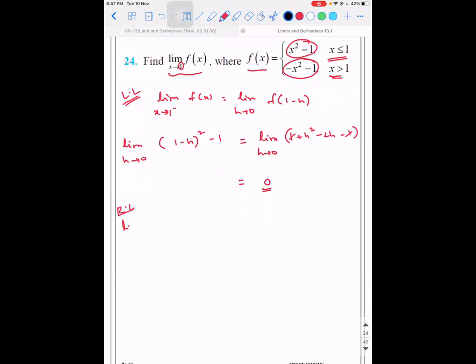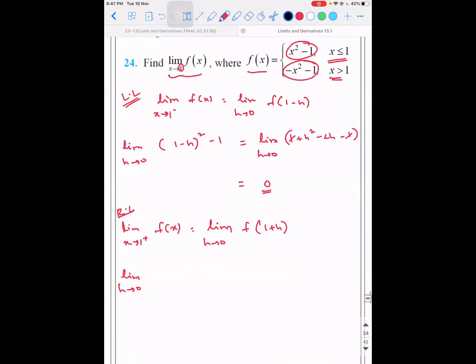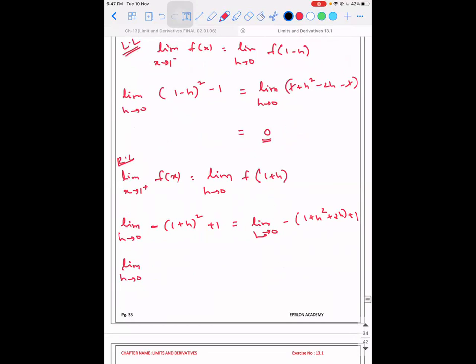Similarly, right limit, you guys tell me. Limit x tends to 1 plus f of x will be equal to limit h tends to 0 of f of 1 plus h. So limit h tends to 0, minus of 1 plus h the whole square plus 1, which is minus of 1 plus h square plus 2h plus 1. So 1 and 1 will be gone, answer will be 0. So left limit is 0, right limit is 0.